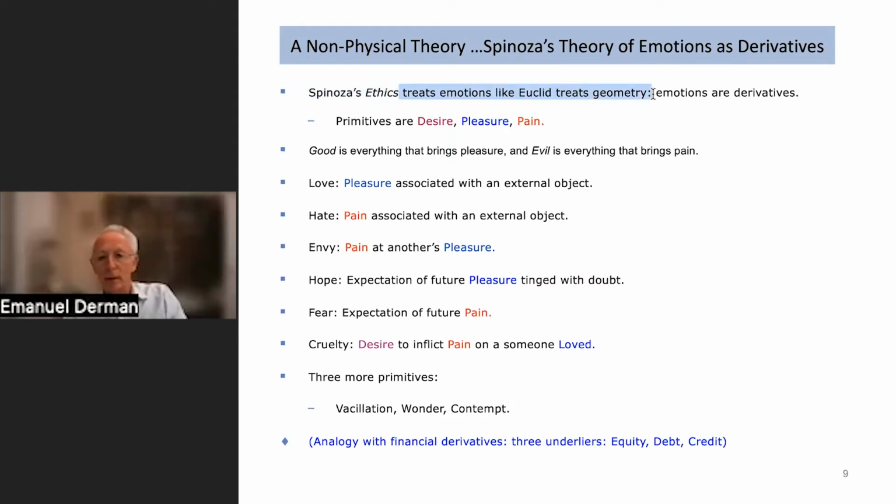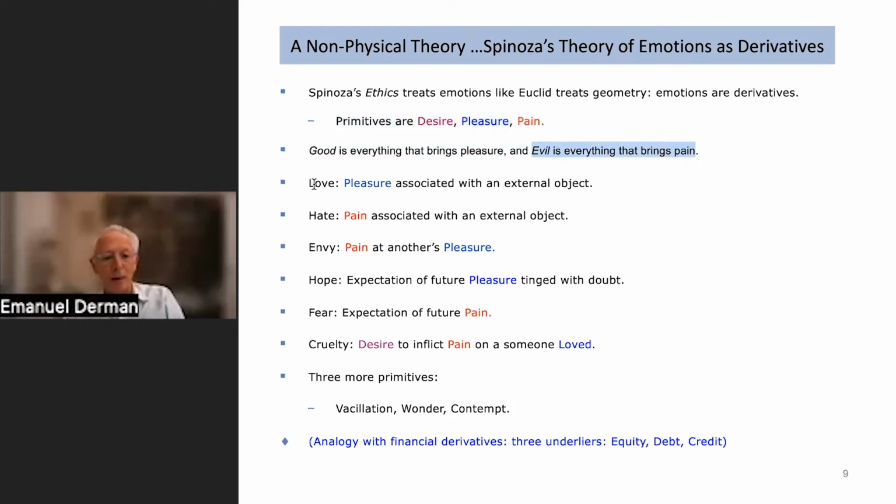In the same way as Euclid starts out with points, lines, and planes as his primitives, and then eventually derives Pythagoras' theorem by a bunch of logic and reasoning, Spinoza starts out with three primitives, which are desire, pleasure, and pain. He actually defines them, but everybody pretty much knows, because of their embodiment, what desire, pleasure, and pain are. And then he's kind of utilitarian. He says good is everything that brings pleasure, evil is everything that brings pain.